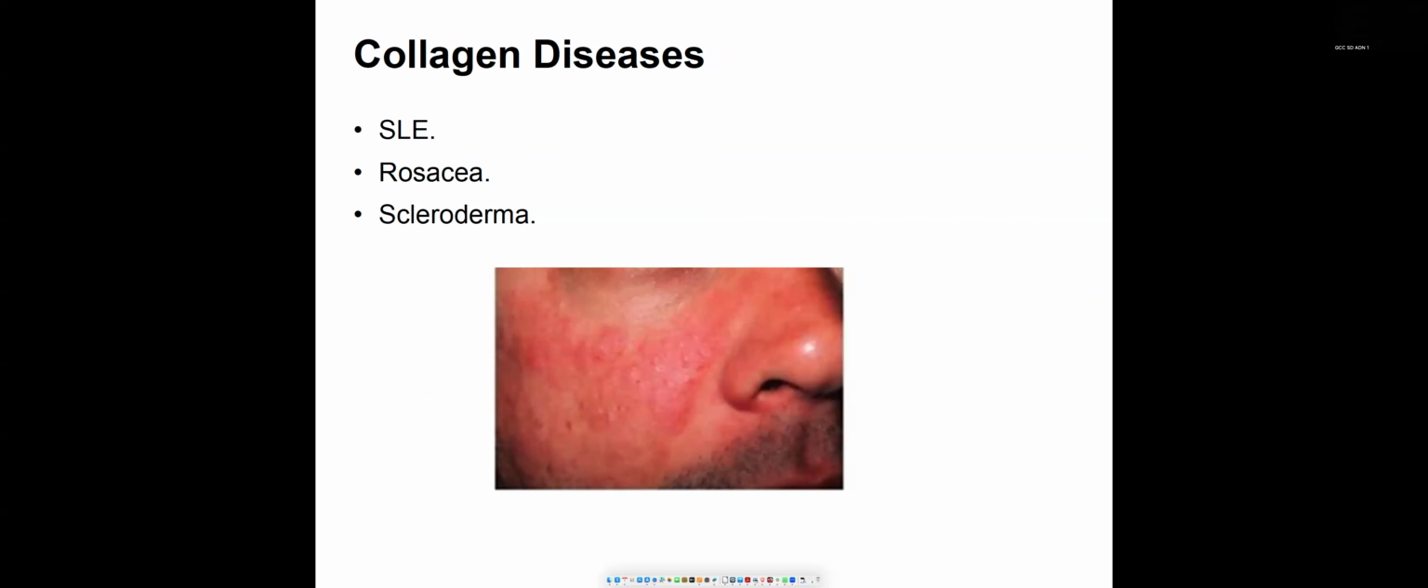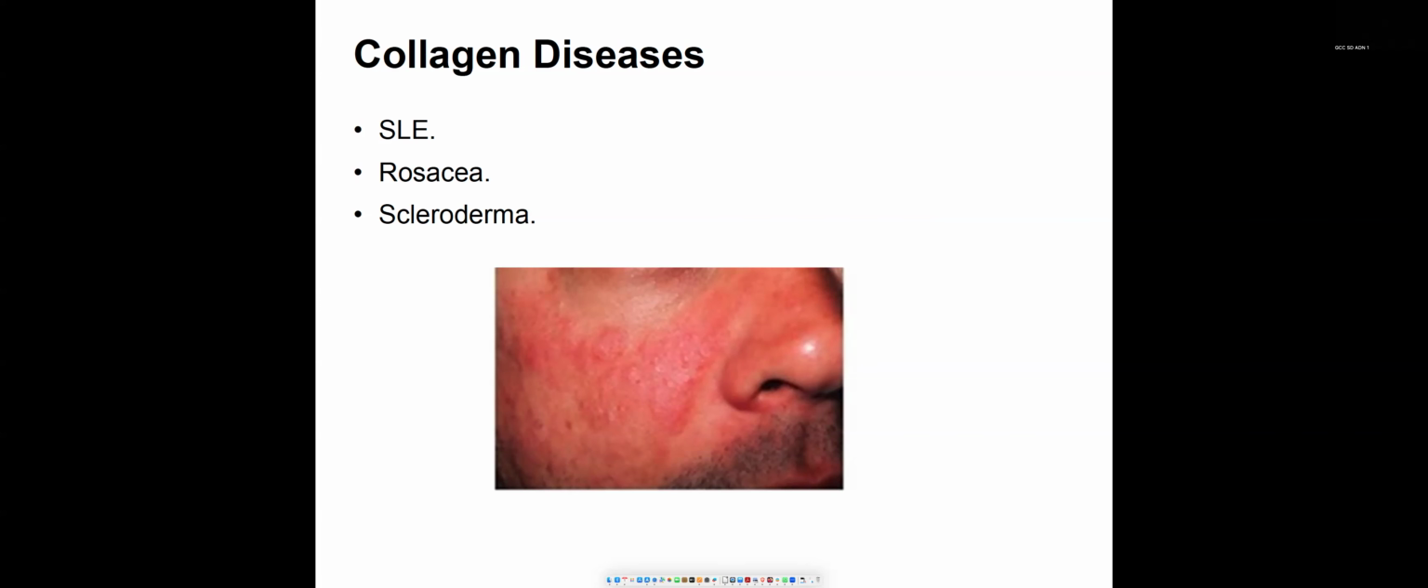Collagen diseases. So you have three types: SLE, systemic lupus erythematosus, rosacea, and scleroderma. Okay, so collagen, first of all, what is collagen? Collagen is a fibrous protein that provides strength, structure, and flexibility to connective tissue throughout the body. Collagen diseases attack collagen or other components of collagen, causing widespread damage and inflammation.